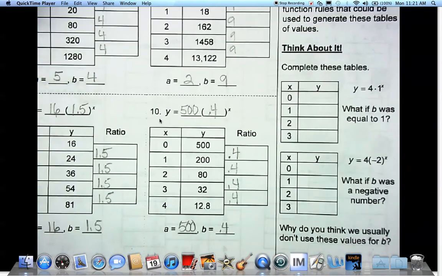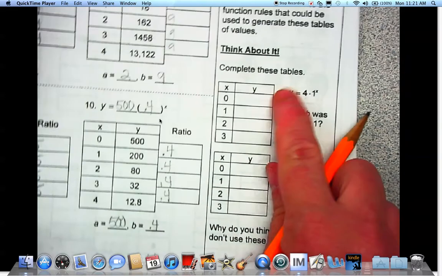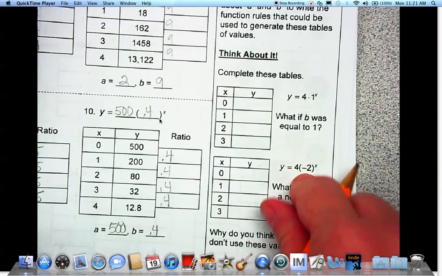Okay. And we probably don't have time to see what happens when B is 1 and when B is negative. So we'll do that tomorrow.